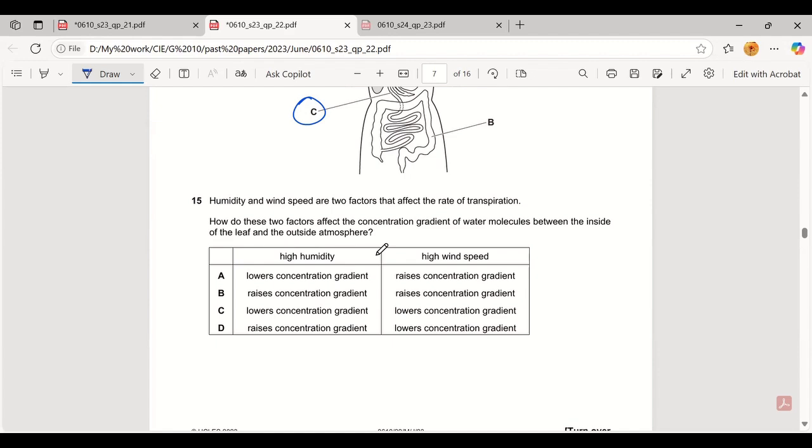Miss, when they're talking about lowering the concentration gradient, are they talking about the amount of water outside the leaf? Lowering the concentration gradient? لا, it means that the amount of water vapor, not water, outside the leaf is nearly equal or very near to the amount of water vapor inside. عشان كده so في low concentration gradient. يبقى ايه؟ Yes. Letter A. A, yes, very good.